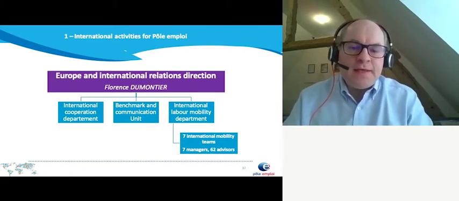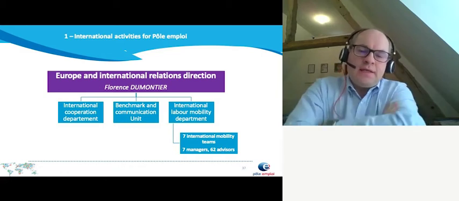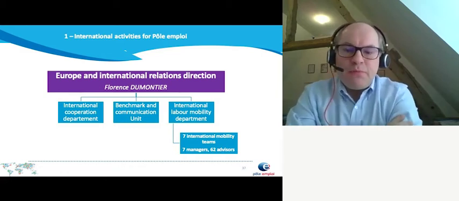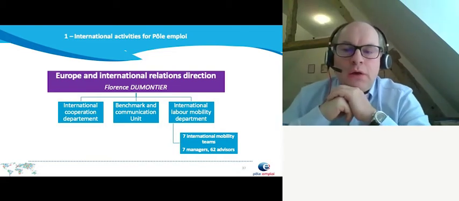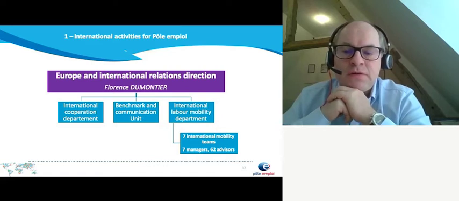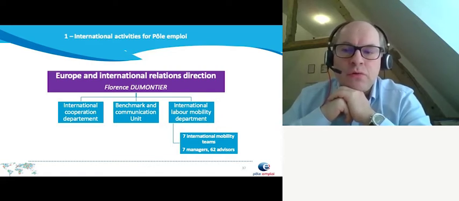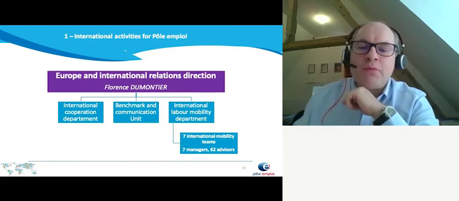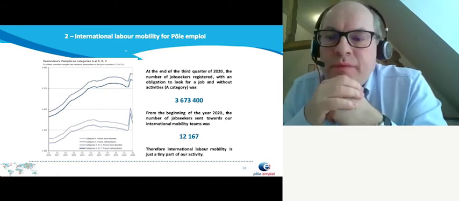And then to finish, we've got the service department. It's the International Labour Mobility Department. This is my department. And we also are supported by 7 international mobility teams. They have been put into place within the Pôle Emploi network. We have 7 different team managers, and they head up 62 advisors who are dedicated to international mobility.